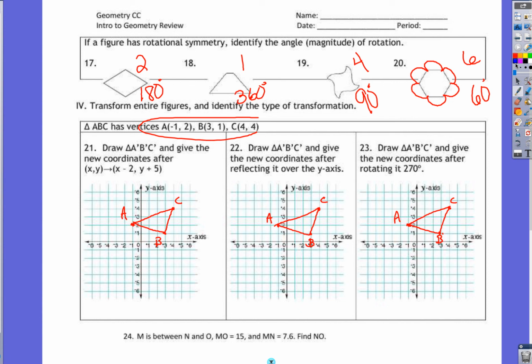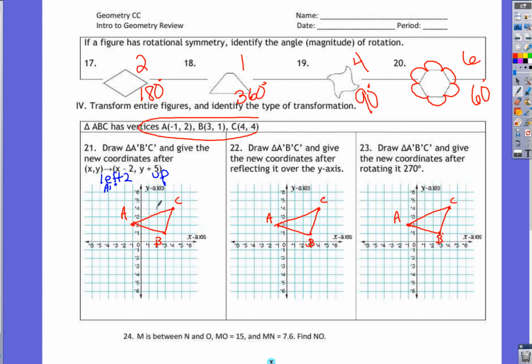Alright, if I have to go x minus 2, do I go left, right, up, or down? Left. Okay, this is going to tell me to go left. And if I do y plus 5, do I go left, right, up, or down? Up. Right. Oh my goodness, I can see now. Okay, so I take this and I go left 2, 1, 2. Up 5, 1, 2, 3, 4, 5. Way up there. Put my point, that's A prime.